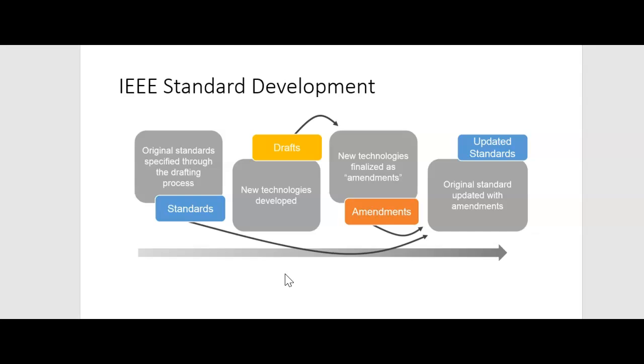Now, after a standard exists, otherwise known as ratified, you've got to maintain it. You've got to keep it up to date. And this figure tells you what that process is. You've got an original standard. As new technologies and ideas come together, they create a draft. This draft gets finalized as an amendment. The amendment gets put into place, and then once the amendment's approved, it gets into an updated standard.